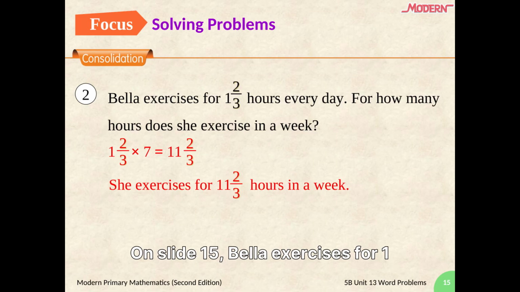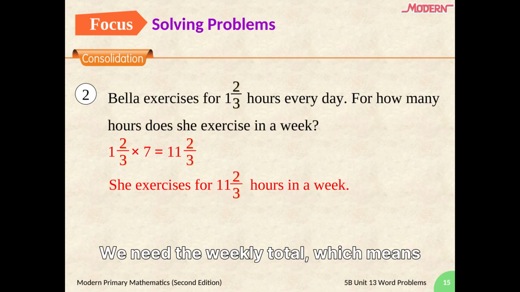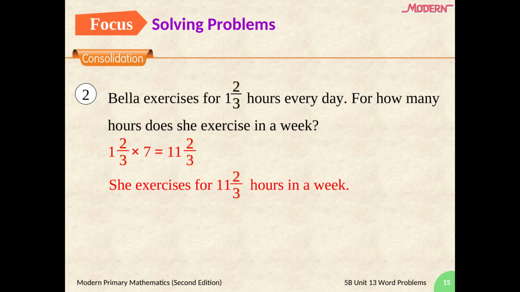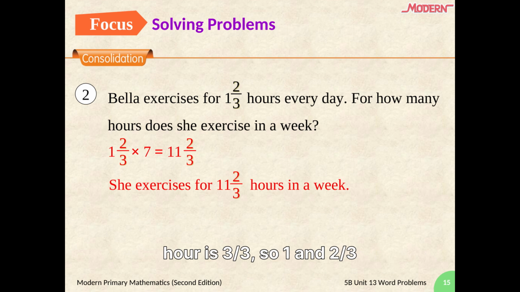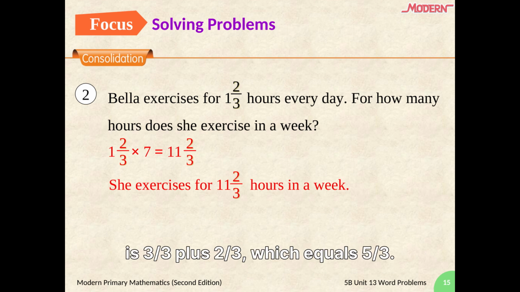On slide 15, Bella exercises for 1 and 2/3 hours daily. We need the weekly total, which means multiplying by 7. First, let's master the conversion. 1 whole hour is 3 over 3, so 1 and 2/3 is 3/3 plus 2/3, which equals 5 over 3.